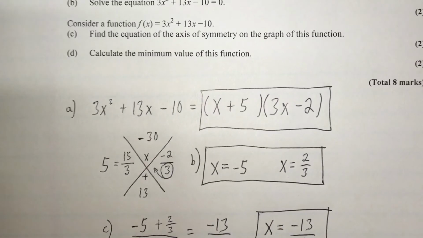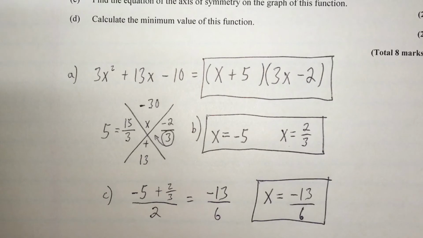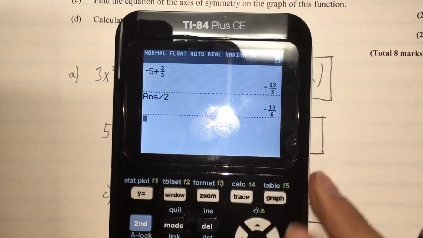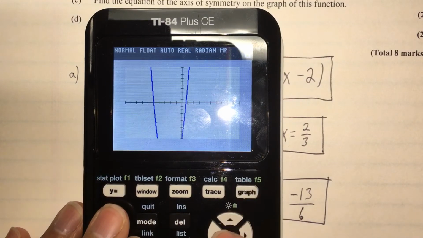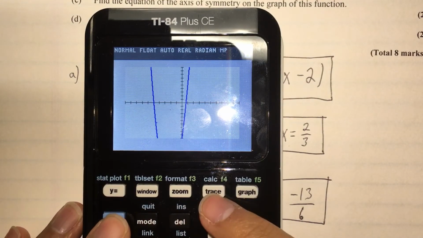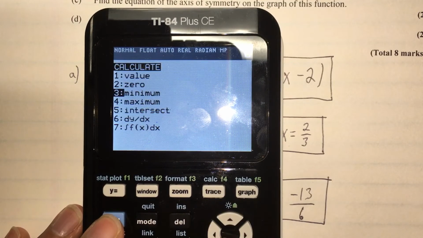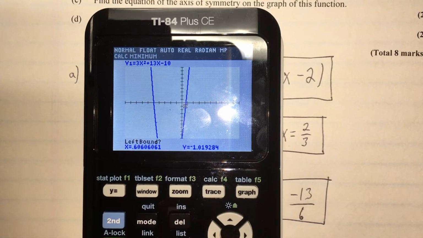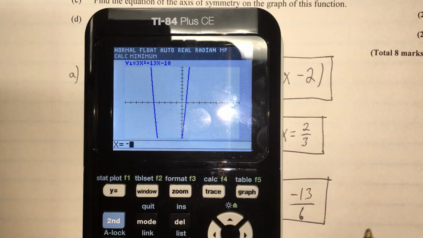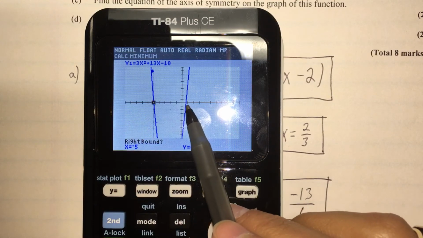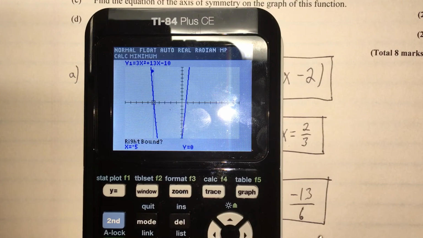And part D says to calculate the minimum value of the function. Well, the minimum value, I'm going to use the calculator to find this. From the graph, we can say second calculate the minimum, and we have to define a left bound. So I need to pick a number that's to the left of the minimum. I'm going to go ahead and use -5, and I need a number to the right of the minimum, so I'm going to use the number 1.